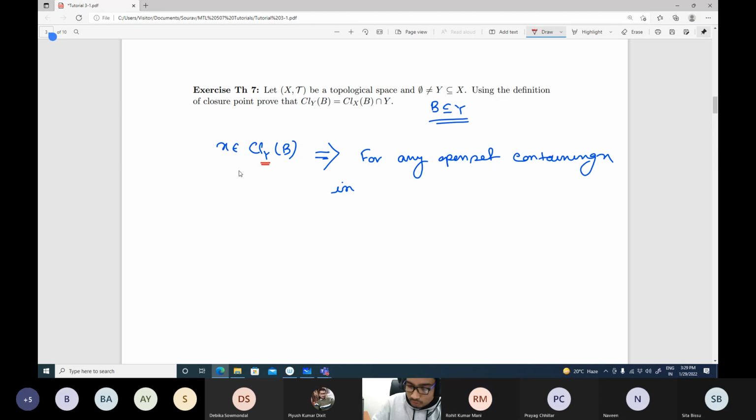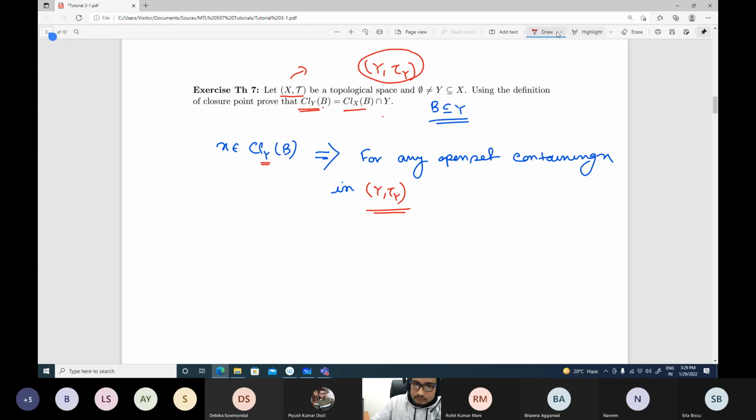So you have to take any open set containing X in the topology Y, tau Y only. See, here B is simply a subset, but two topologies are here. One is X comma tau. This is our parent topology, and we are taking a subspace topology Y comma tau Y. Here this closure of B is with respect to this topology. That's why Y is written, and here this closure of B with respect to this topology X comma tau. And after taking this closure, we are taking this intersection.